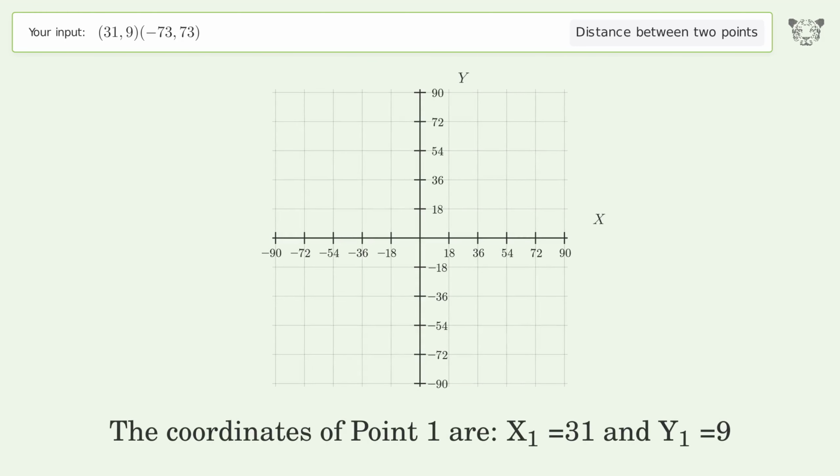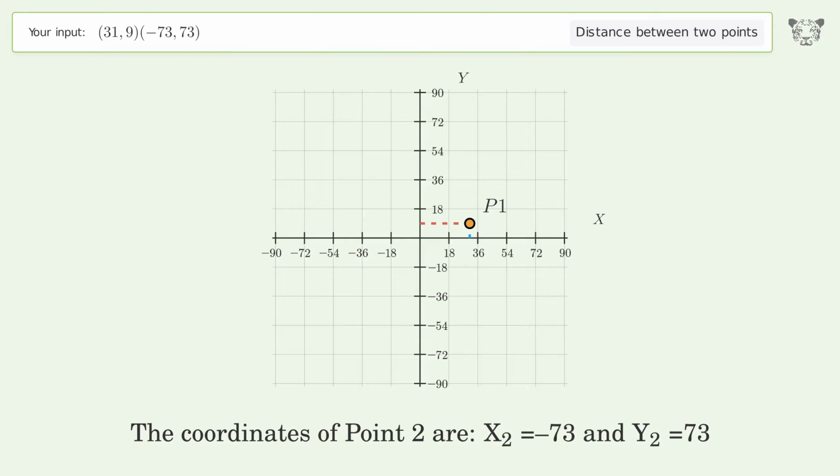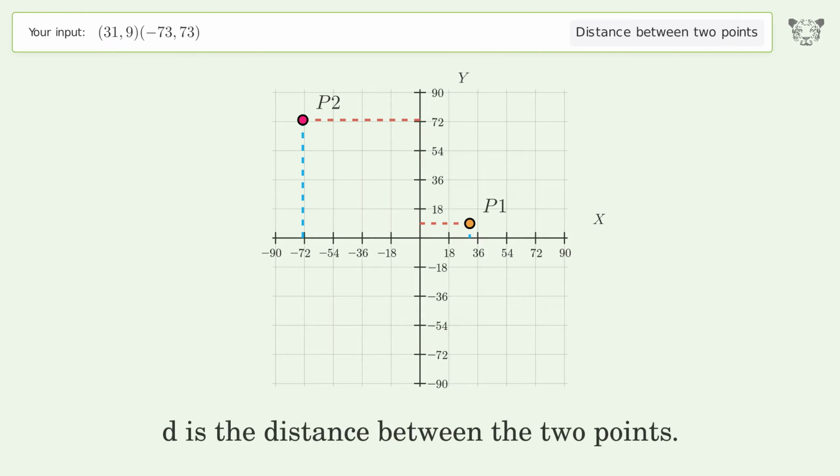The coordinates of point 1 are x1 equals 31 and y1 equals 9. The coordinates of point 2 are x2 equals negative 73 and y2 equals 73. D is the distance between the 2 points.